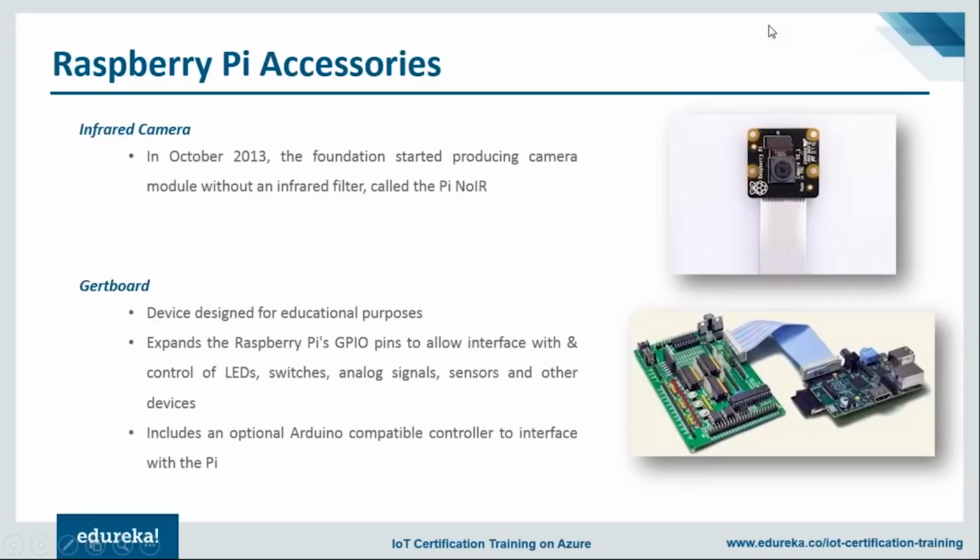Now, the final accessory and one of the most interesting and essential accessories to the Raspberry Pi is the GURD board. Basically, it is used for educational purposes and it helps you expand the operations done using the general input-output pins here. Using this, you can connect to various LEDs, switches, analog devices, sensors, and much more. This also helps you connect to Arduino, which is another DIY hardware device which has gained a lot of popularity, but in comparison to Raspberry Pi, Arduino is still at a growing stage.